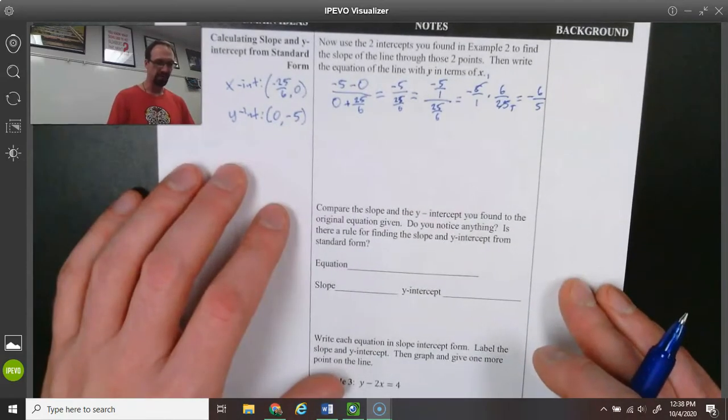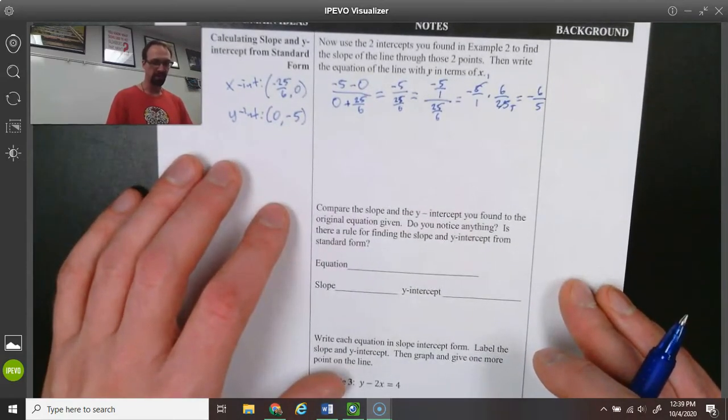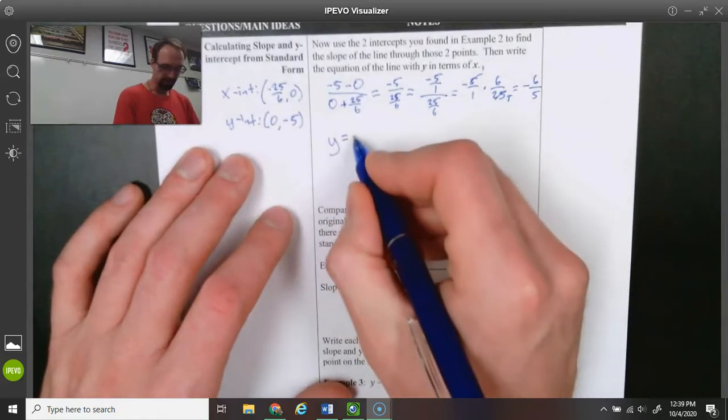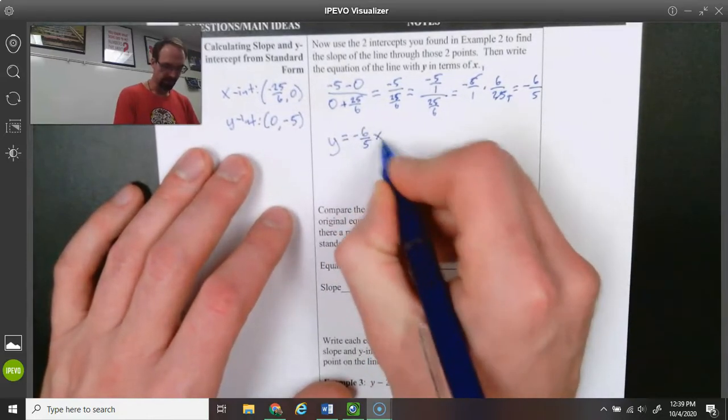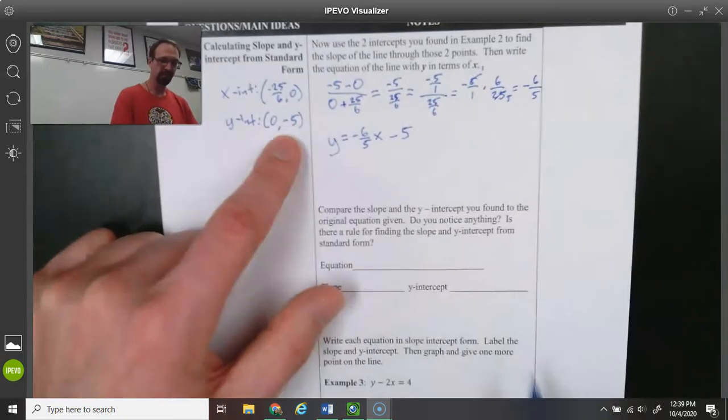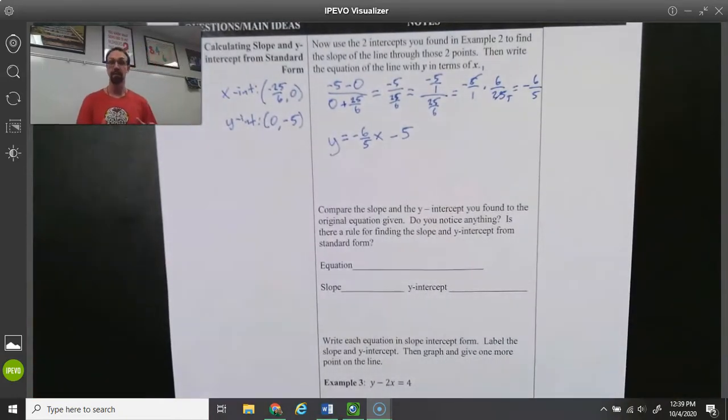We'll write the equation of the line with y in terms of x. This is going to be y equals negative 6 fifths x, that's the slope, and then for our y-intercept, minus 5. And this is what you would have gotten if you converted from the standard form over to the slope-intercept form. This is in slope-intercept form. Compare the slope and the y-intercept you found to the original equation given. Do you notice anything? Is there a rule for finding the slope and y-intercept from standard form?